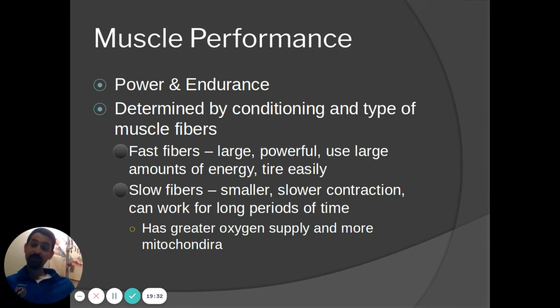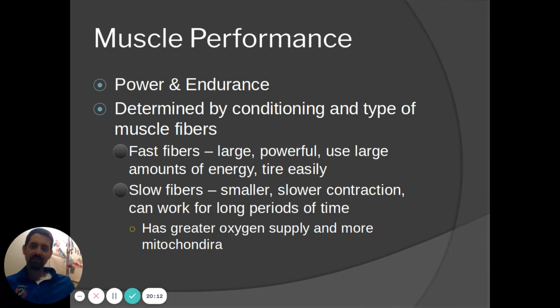On the other hand, slow twitch fibers, or slow fibers, are smaller in diameter. They contract at a slower rate, but they can go for a long period of time. They don't run themselves out of oxygen as quickly, and they can continue to contract and relax, contract and relax. So those promote endurance. For an endurance athlete, like a long distance runner or swimmer, they're going to promote slow fiber formation.